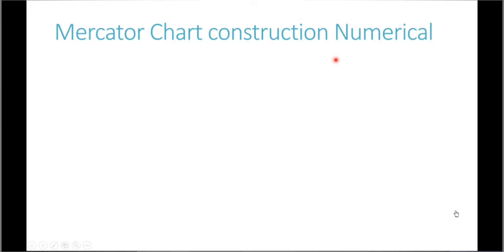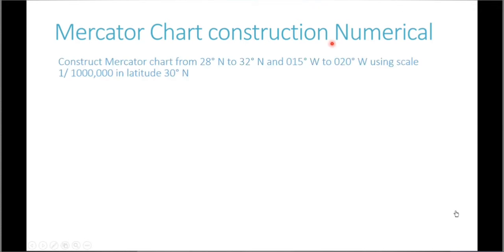They appear in the exams. So let's see. The question says: construct a Mercator chart from 28 degrees north to 32 degrees north and 015 degrees west to 020 degrees west using a scale of 1:1000 in latitude 30 degrees north. So we are required to construct a Mercator chart for this particular area defined by these coordinates. They have given us the scale of the chart.